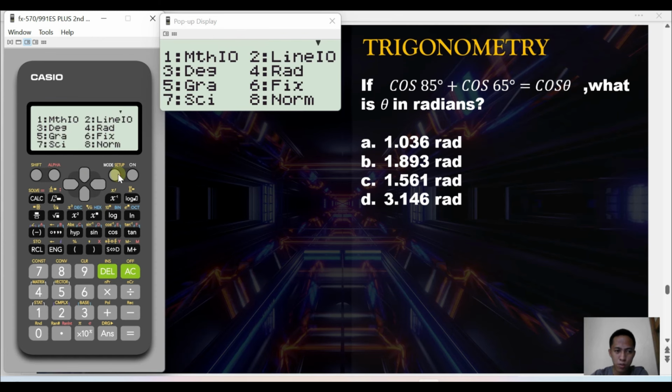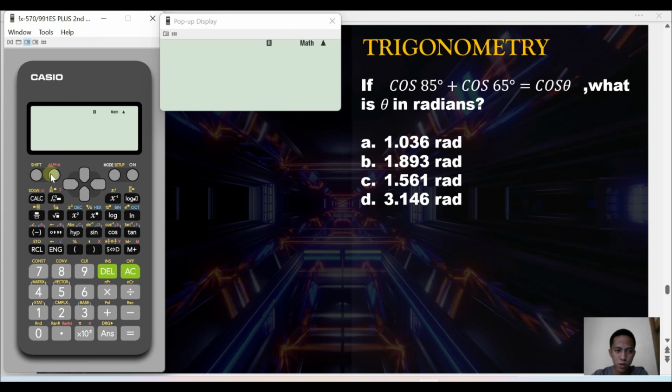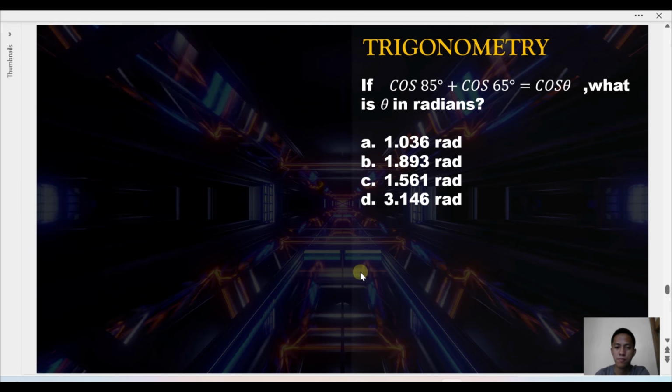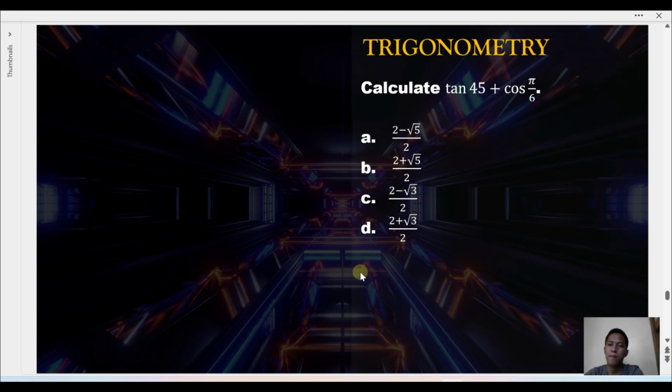Ayan. So AC, then convert to radian. So shift mode radian. Okay? So alpha A, yung angle natin kanina. So shift answer. So that is degree radian gradient. So ano yung angle kanina? That is degree. So that is 1. So if you press equals, that will give you the angle in radian. So that is 1.036. So that is letter A.